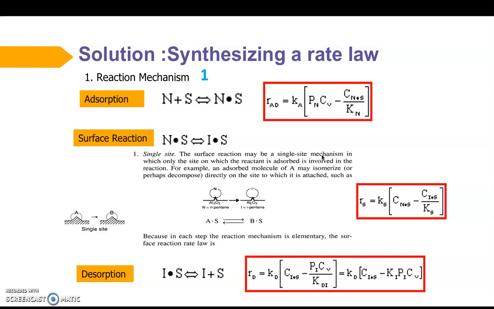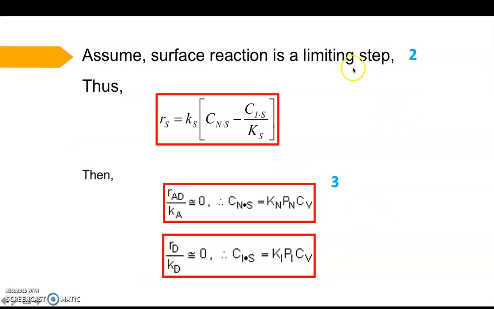In this chapter, as in chapter 1, we assume that the surface reaction is the slowest step. That's why we choose this reaction rate, RS, to be the overall reaction rate for this reaction, instead of RAD or RD. We choose RS because it is the slowest step. This is step 2.